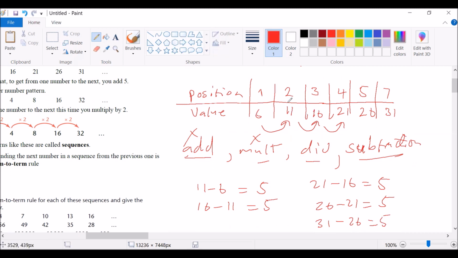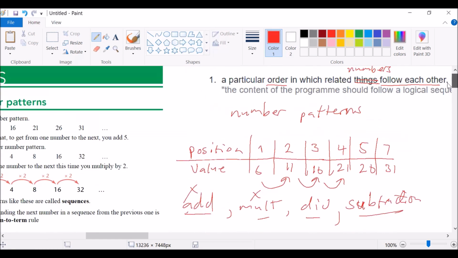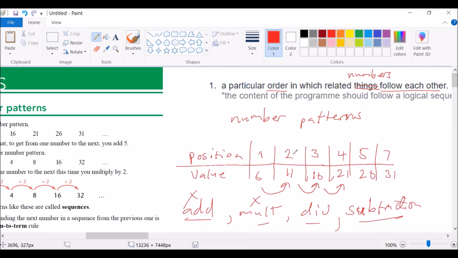To get the second value, we are adding 5 to the first value. To get the third value, we are adding 5 to the second value. So we can see how the sequence is going, the order in which these related numbers are following each other is adding 5. So we can even get the next number by adding 5.